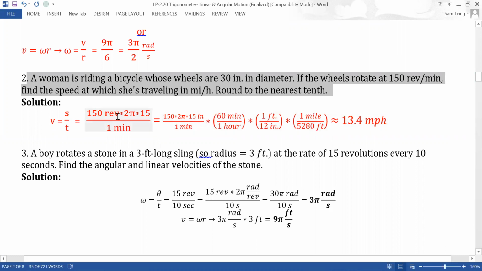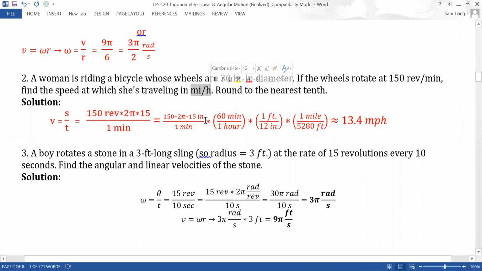Okay, so we're going to use that same formula, right? Number of revolutions, in this case 150 times 2 pi r. R in this case is 15 inches, and divide that by 1 minute. From there, we just have to convert into miles per hour. So right at this point, we have inches per minute. Okay, but we have to convert that to miles per hour, right? That's what they're asking for.